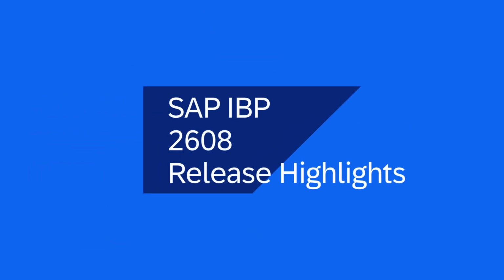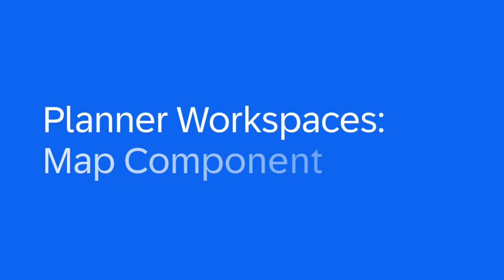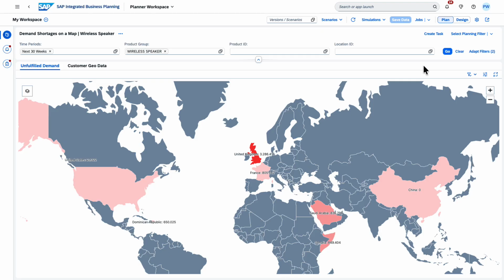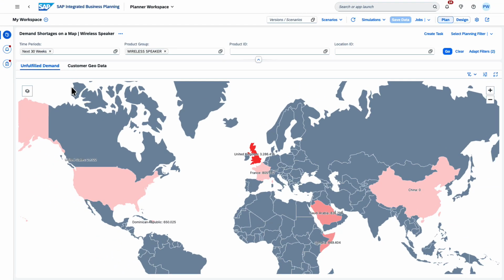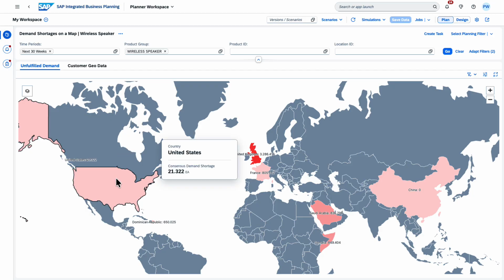As of release 2608, you can add a new workbook component called Maps. It is designed to help you make faster decisions by spotting regional imbalances and supply chain risks at a glance. The map component colors countries based on key figure values. Once it is set up, you can hover over each country to explore those values in more detail.